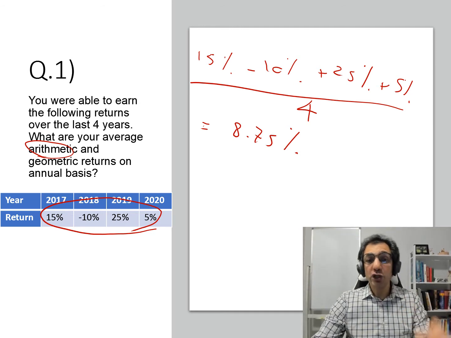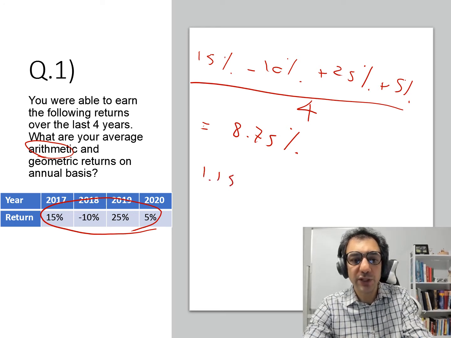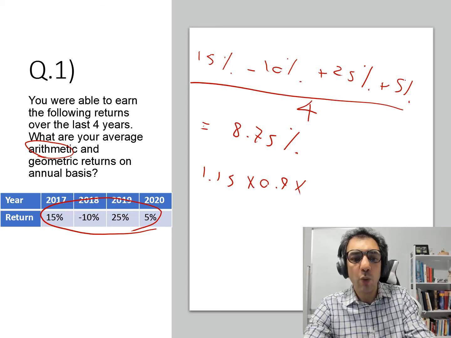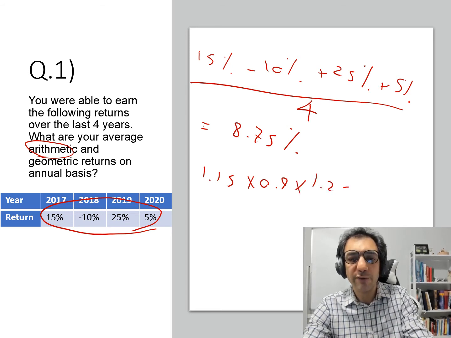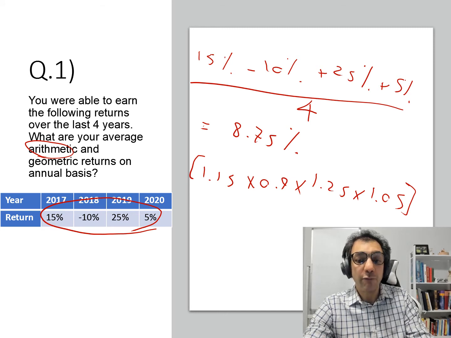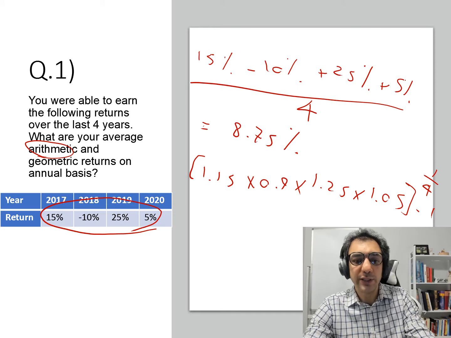What about the geometric? For the geometric, you need to add 1 to all of these returns. So it should be 1 plus 15%, which is 1.15, and you need to multiply it times 1 plus minus 10%, which is 0.9, times 1 plus 25%, which is 1.25, times 1 plus 5%, which is 1.05. That's the first step, and then you need to find the fourth root of this number. Why fourth? Because we're talking about 4 periods, so it should be to the power of 1 over 4, minus 1. That's how we calculate the geometric average return. This gives you 7.96%.